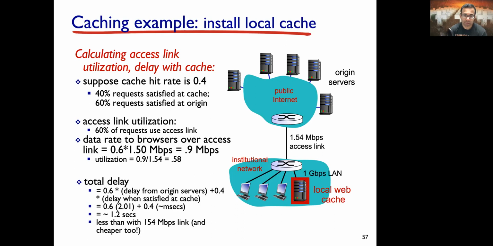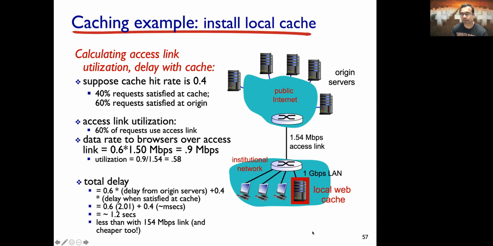So now what's the total delay to fetch these objects, right? So remember, 60% of the objects still need to be fetched from the internet, right? So you need to factor both the objects that are fetched from the internet and the objects that are fetched locally, right? So 0.6 times the delay from the origin servers plus 0.4 times the delay when satisfied locally. So what is the delay when we are fetching objects from the origin servers? Well, it's going to be something slightly greater than 2 seconds, because 2 seconds is the delay here, plus some small delay here and some small delay here. So let me just approximate that as 2.01. Okay. Don't worry too much about the precise number here, just something greater than 2.